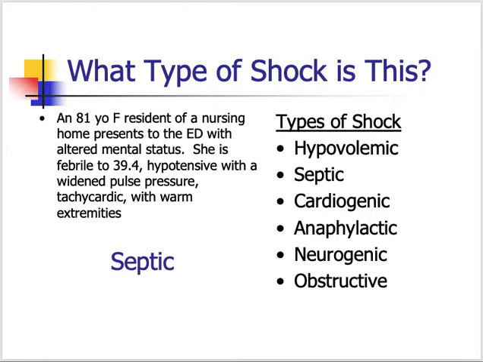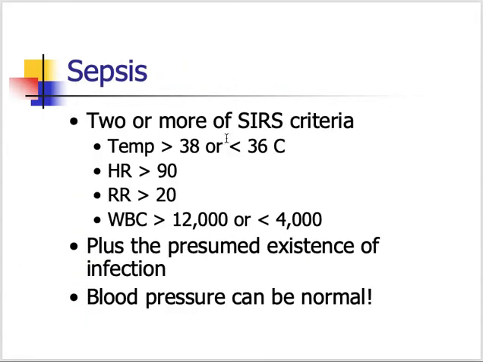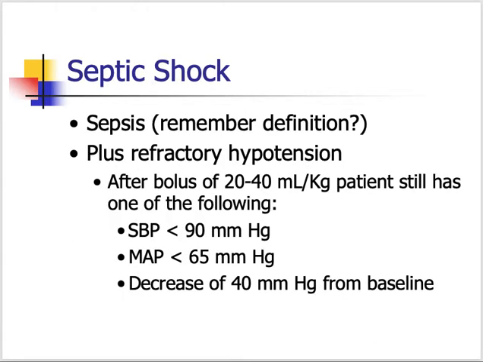So you can see over here the example of septic shock. An 81-year-old resident of a nursing home presents to the ED with altered mental status. She is febrile, hypotensive with widened pulse pressure, tachycardia with warm extremities. So it can result due to systemic inflammatory response syndrome, which we are going to cover in the coming lectures. And it is one of the types of shock in which the peripheries of the body, instead of going cold and clammy, can become warm. Okay.